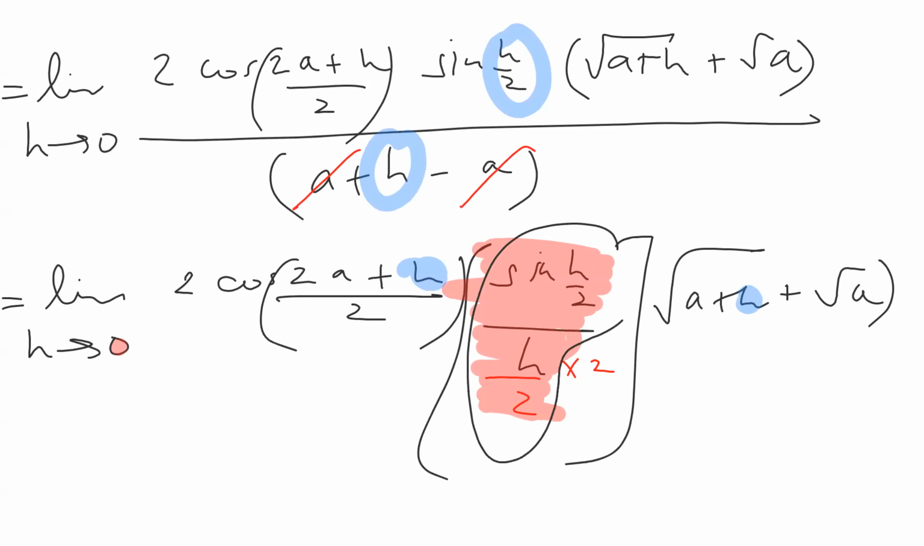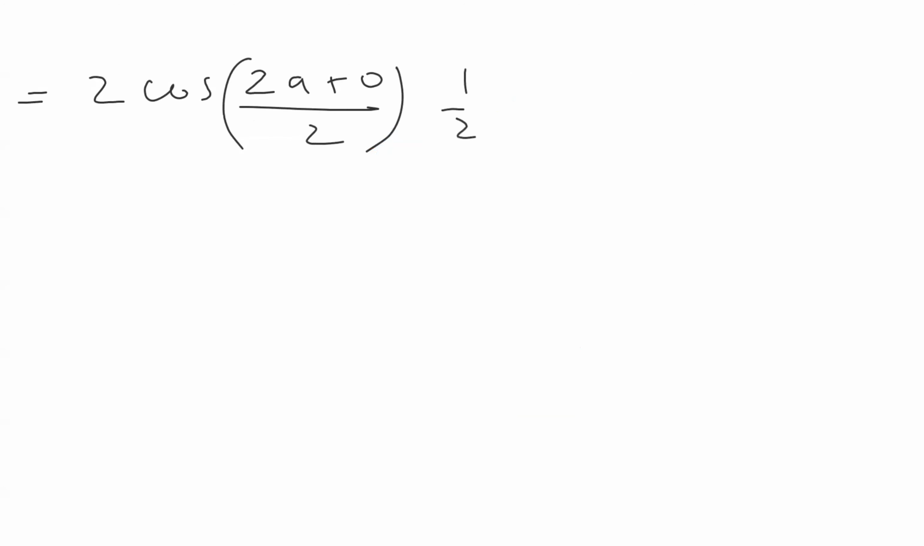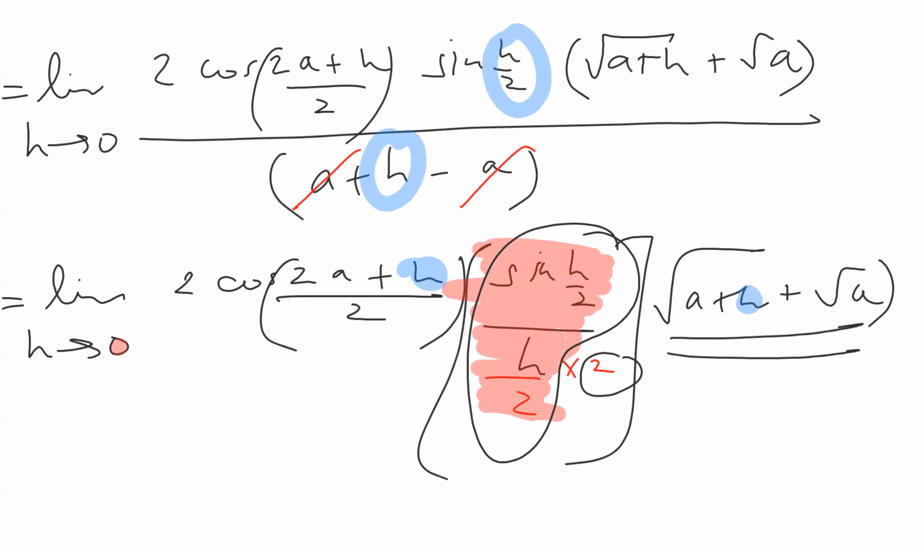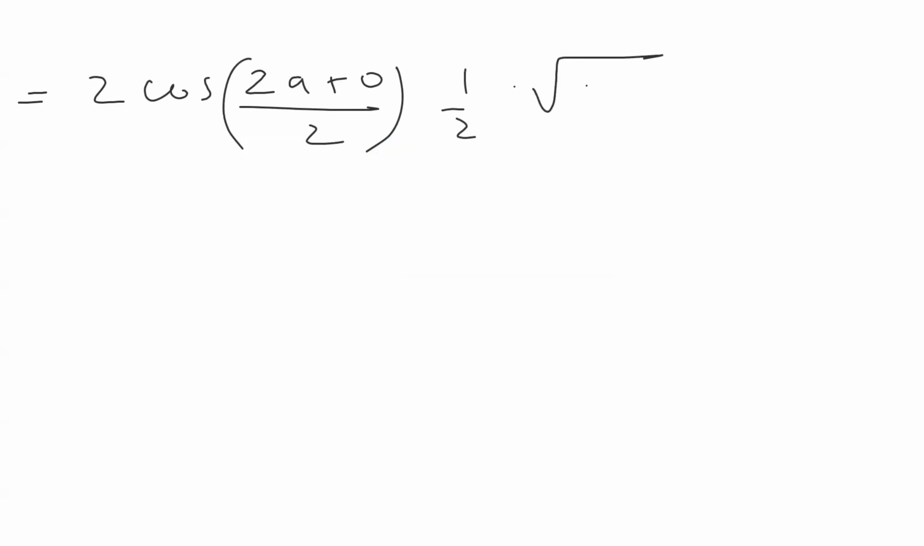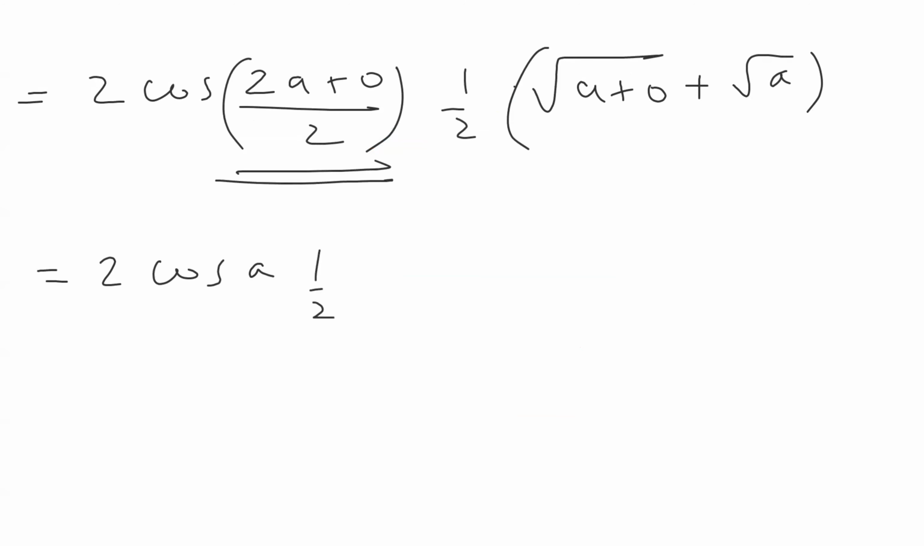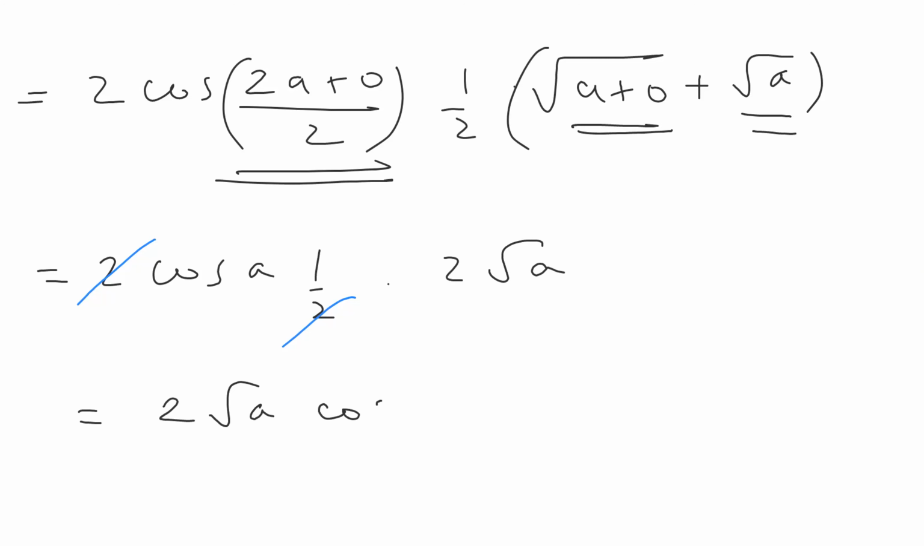Sin h by 2 upon h by 2 is 1. Down there is 2, so 1 upon 2 into root of a plus 0 plus root a. Okay, so 2 cos a. This will be a, right? Into half. This 2 and this 2 also, let's cancel it out. Into root a plus root a is 2 root a. So the answer is 2 root a cos a.